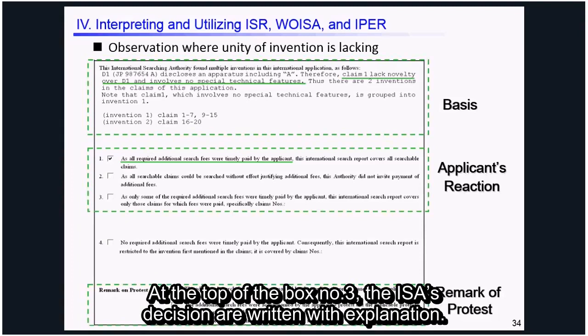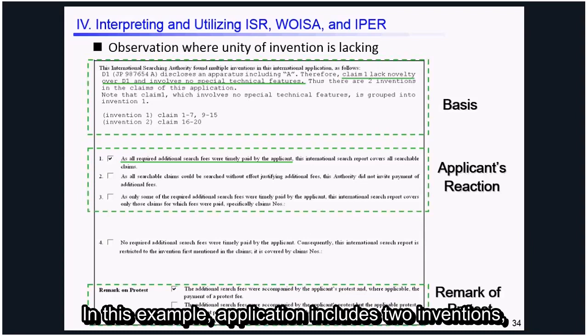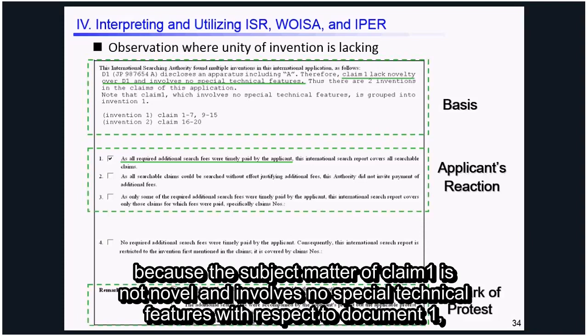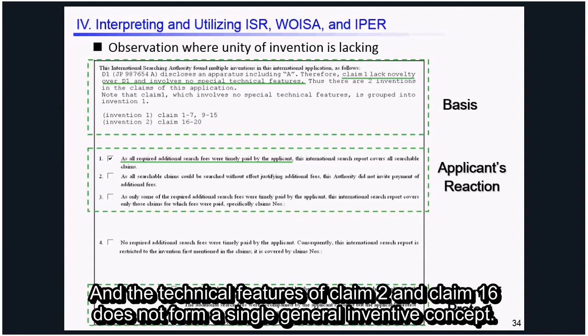At the top of the box number 3, the ISA decisions are written with explanation. In this example, application includes 2 inventions. Because the subject matter of Claim 1 is not novel and involves no special technical features with respect to Document 1, and technical features of Claim 2 and Claim 16 do not form a single general inventive concept.